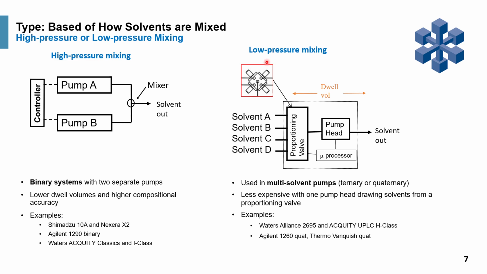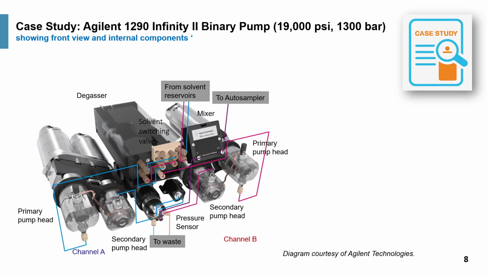Low pressure mixing pumps are actually less expensive, even though they support mixing up to 4 solvents. So they are used in multi-solvent pumps, mostly quaternary pumps. They are less expensive because they only have one pumping mechanism and can draw solvent from a proportioning valve connected to 4 solvents. So they are very helpful for method development. Examples shown here are from Waters Alliance to Acquity to Agilent quad pumps. Here is a case study.